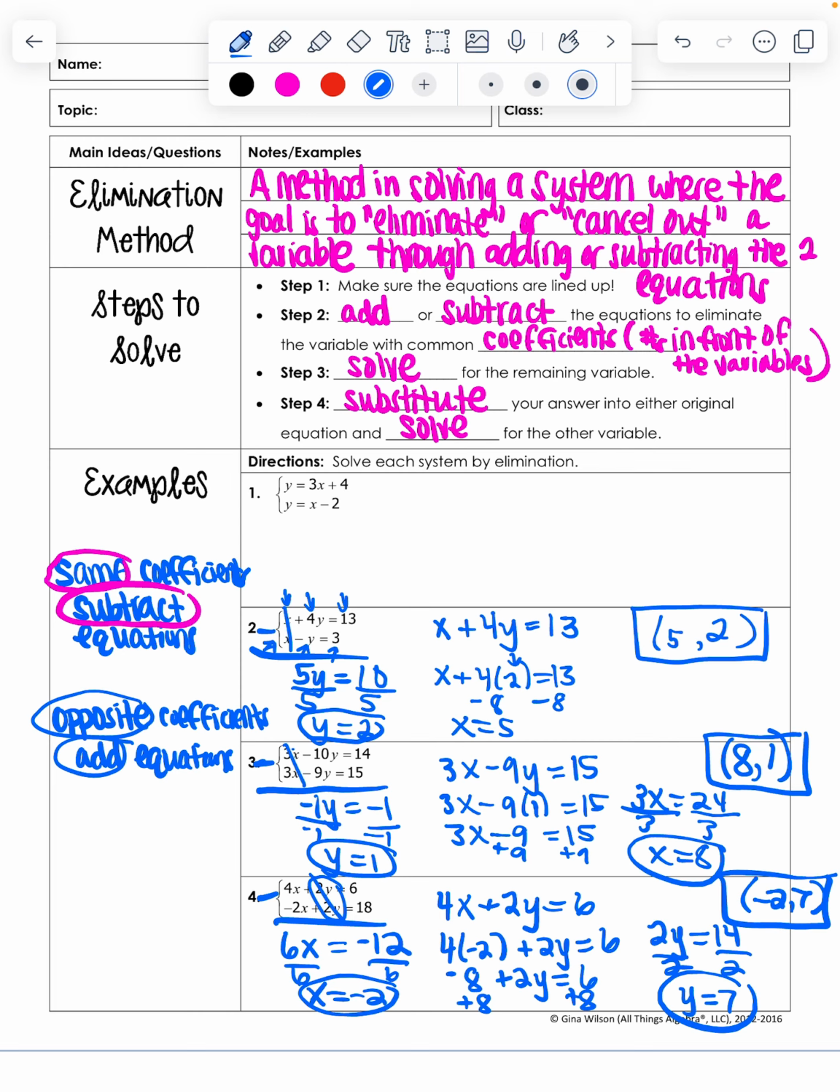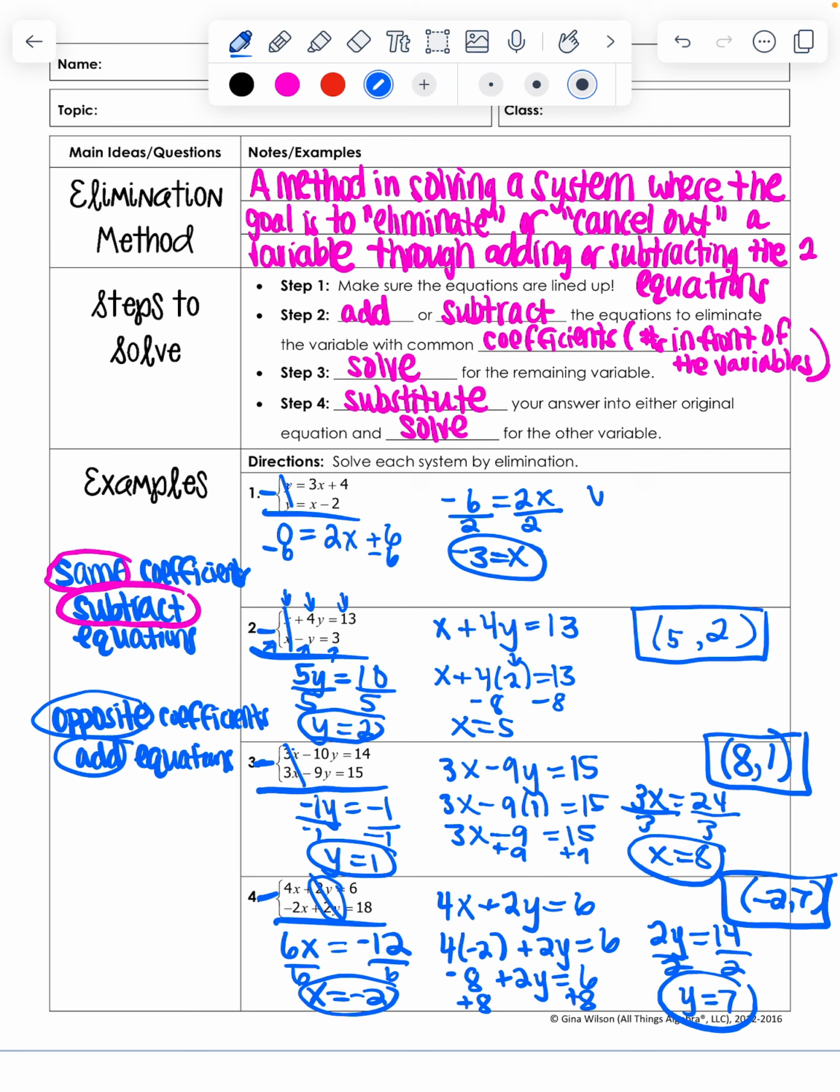We would get 0 equals 3x minus x is 2x. 4 minus negative 2, careful, will end up being 4 plus 2, which is 6. So here's the equation we have, and then we would solve this for x. So we would actually have to move that 6 to the other side, getting negative 6 equals 2x, dividing by 2, and we would get negative 3 as our x value.